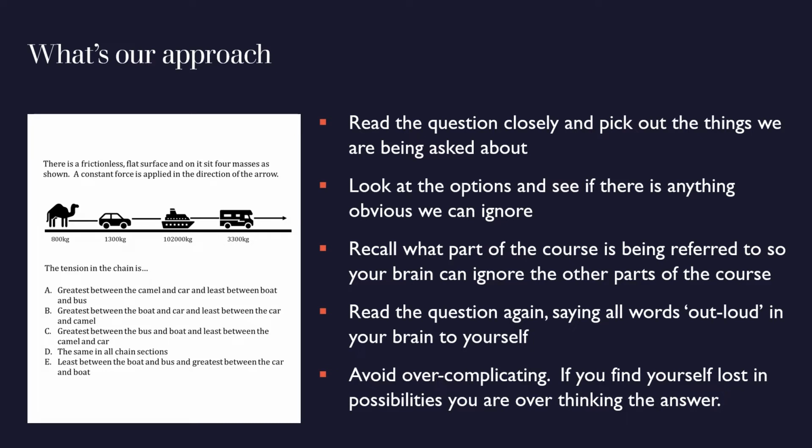Read the question again slowly in your head and avoid overcomplicating things. This is one that can be quite easy to complicate because there are so many combinations of things going on. But I would suggest a pen and a bit of paper just to underline maybe camel, car, boat, bus, let's say, in option A, just so that you can focus on the key parts.